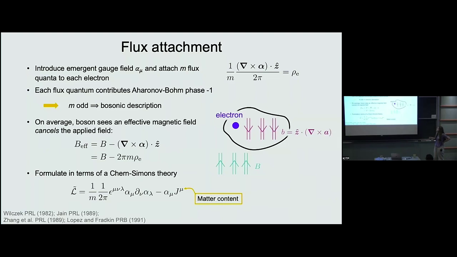This type of flux attachment can be formulated in terms of a Chern-Simons theory. If you take the equations of motion of this theory, what you wind up getting is this flux attachment, so I've just rewritten it. And if you take this theory here and then calculate the Hall conductivity, you will find that it does give that 1/m e squared over h that we were originally trying to explain.